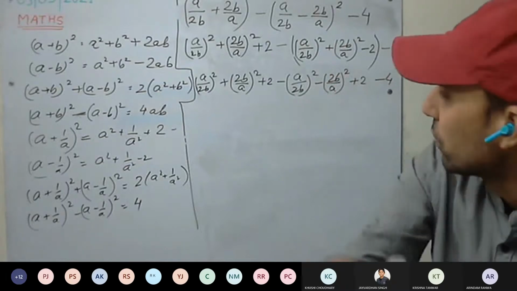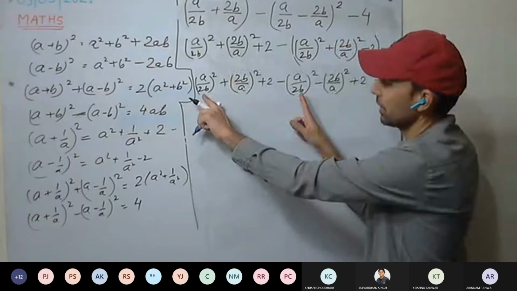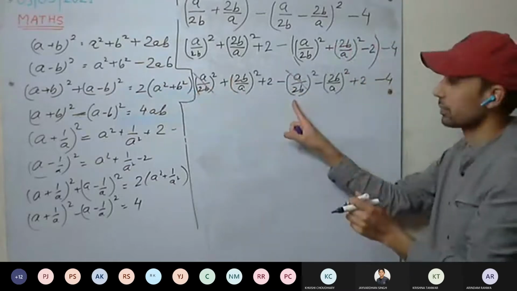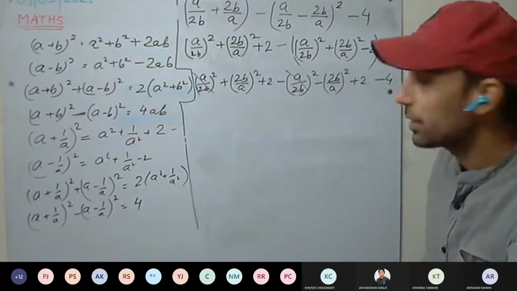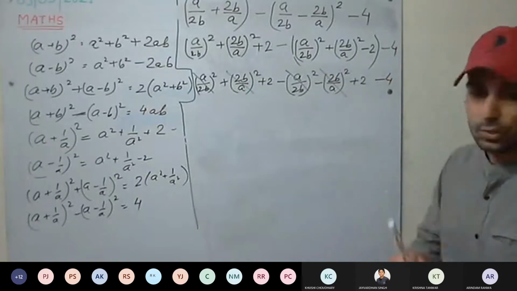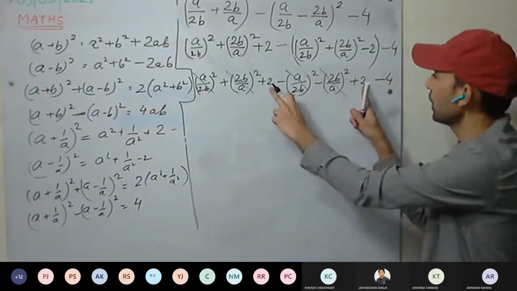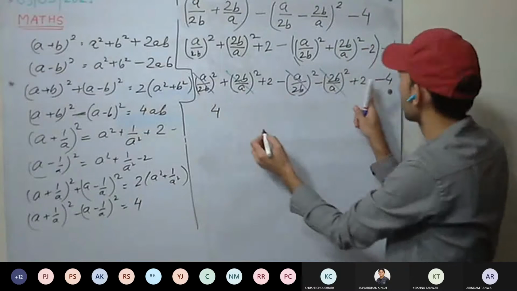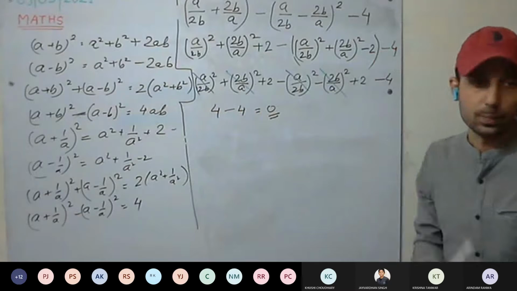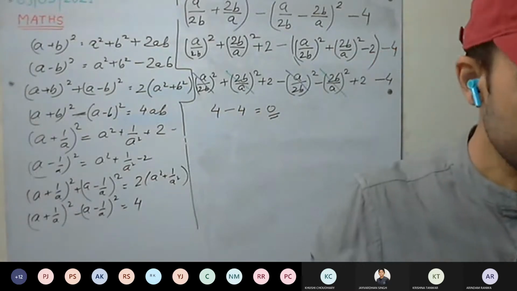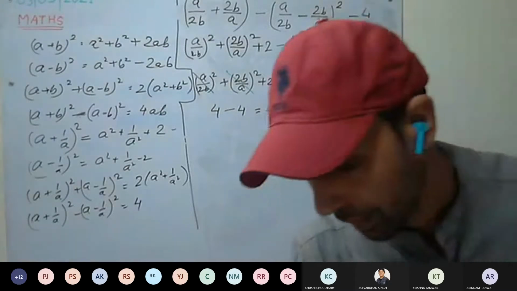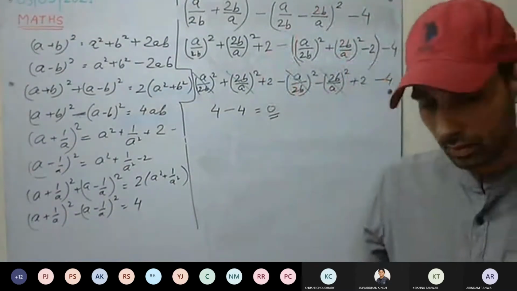Now you can see which terms are going to get cancelled. A upon 2b square, first and third term. Okay. And second and fourth term. So what are remaining? 2 plus 2, 4. Minus 4, how much we have got? 0. Understood this one? Have you understood? Anyone having doubt in class?